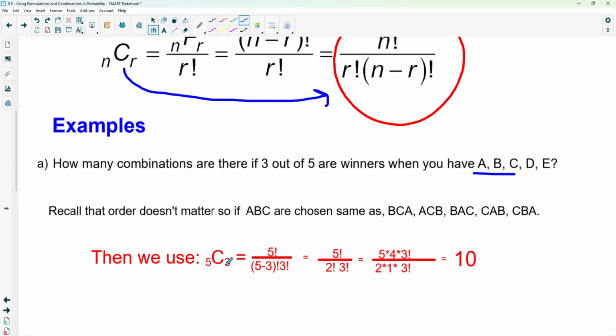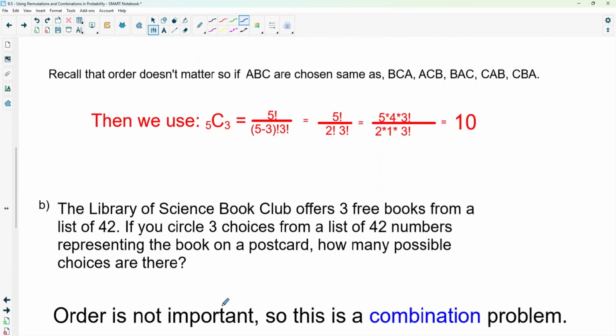So out of 5 letters, you're going to select 3, sorry. So you do 5 factorial over 5 minus 3 factorial, divided by 3 factorial. So 5 minus 3 is 2 factorial, which is 2 times 1. And then I'm going to expand the 5 into 5 times 4 times 3 factorial. This cancels. This cancels with a 4. And you end with 5 times 2, which is 10. So there are 10 different combinations when you have 5 letters and you want to select 3.